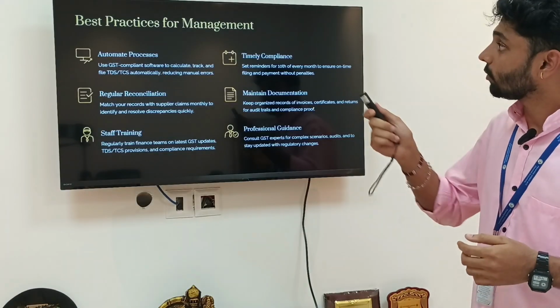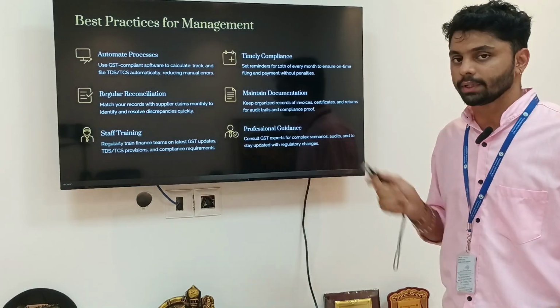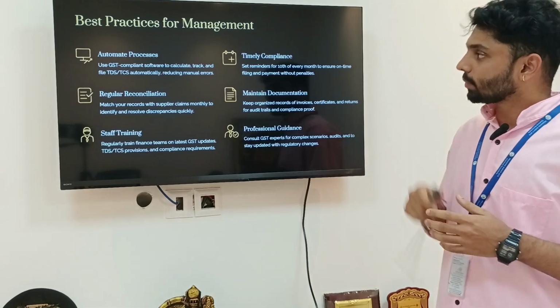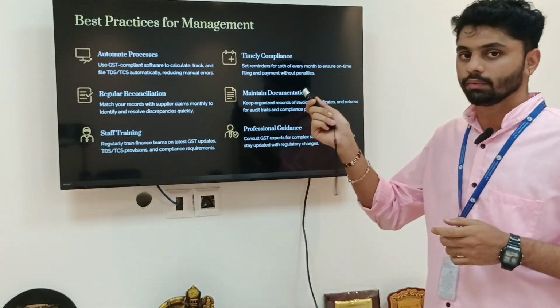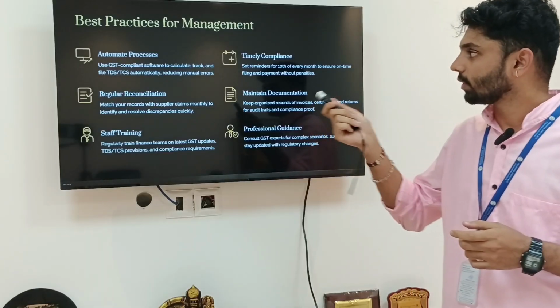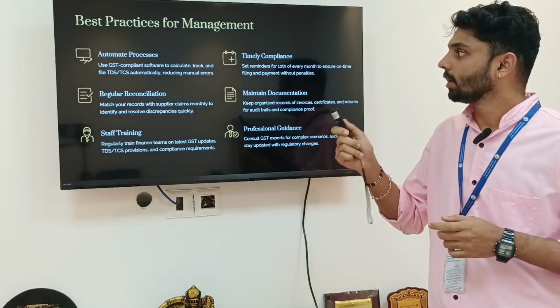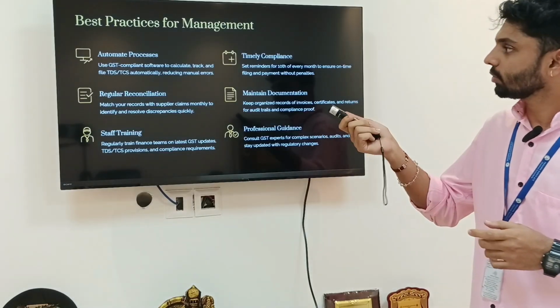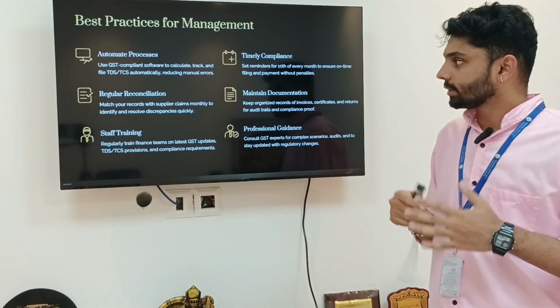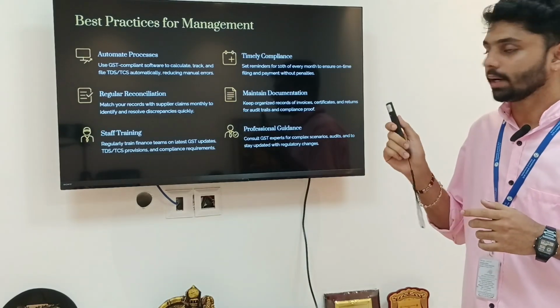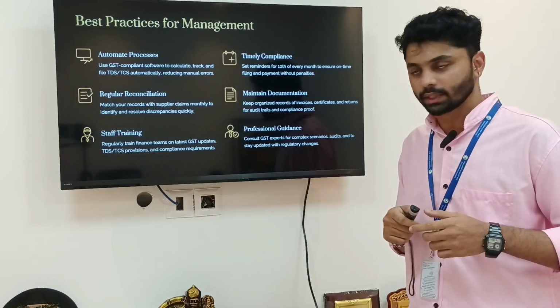So let's see what the best practices for management are. That would be to automate processes. So instead of human calculations, they should leave this to computers and advanced software to calculate, track and file TDS. Next would be regular reconciliation. So the supplier and the recipient need to match their records monthly and identify and resolve any discrepancies.